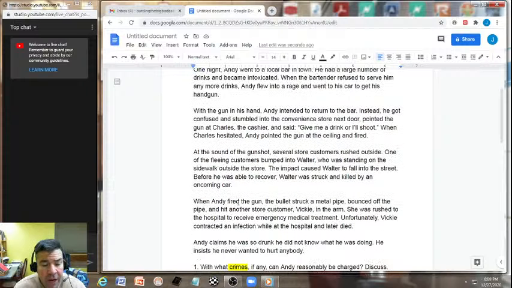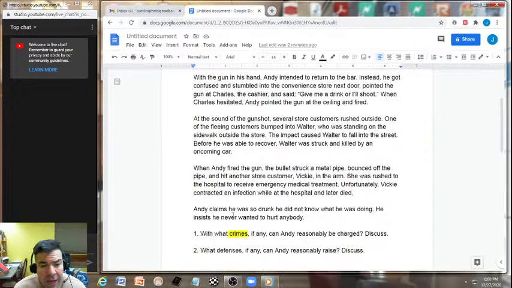When Andy fired the gun, the bullet struck a metal pipe, bounced off the pipe, and hit another store customer, Vicky, in the arm. She was rushed to the hospital to receive emergency medical treatment. Unfortunately, Vicky contracted an infection while at the hospital and later died. Andy claims he was so drunk he did not know what he was doing. He insists he never wanted to hurt anybody.